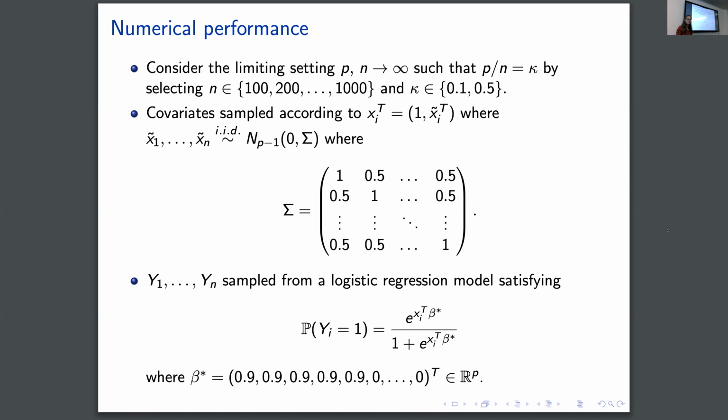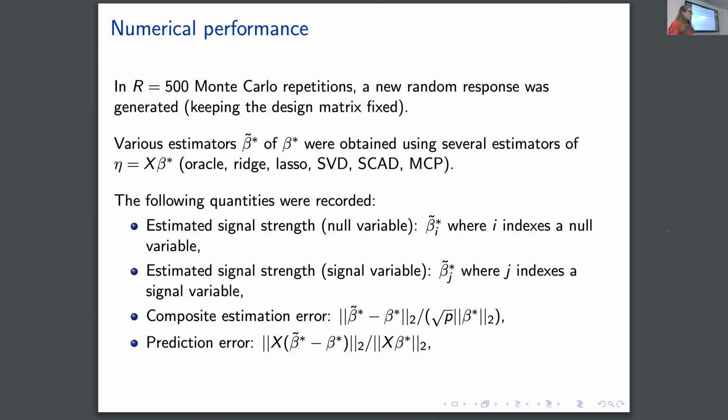So our beta star is relatively sparse. For this, we repeat in 500 repetitions, keeping the design matrix fixed and generating 500 response vectors. For each response vector, we compute our least squares estimator, and then we correct it using various estimators of eta. The first one just uses the true value of eta to correct the least squares estimator. We call that the Oracle version because you can't use it in practice in most cases, but it does serve as a reference point.